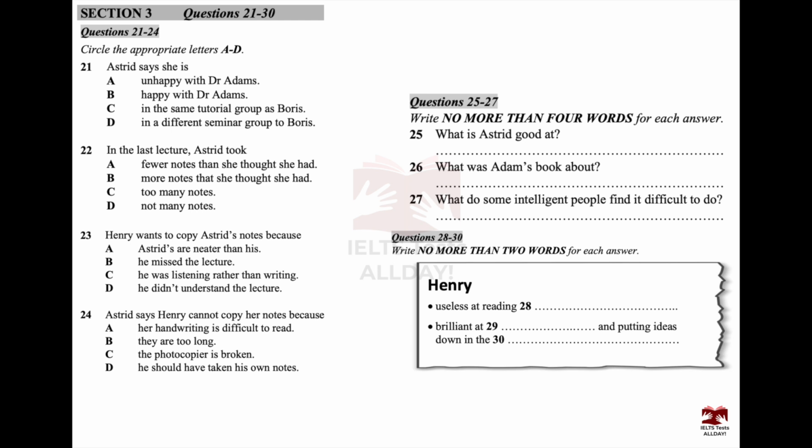There are 4 alternative answers, A, B, C, and D, for each question. Decide which alternative is the most suitable answer and circle the appropriate letter.